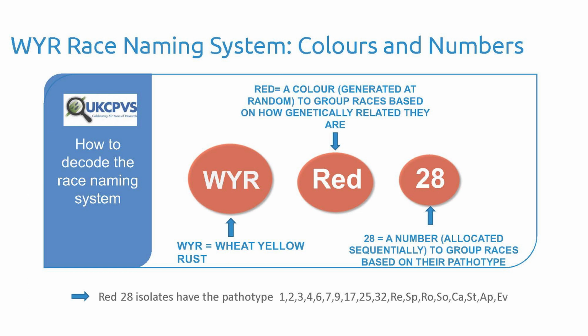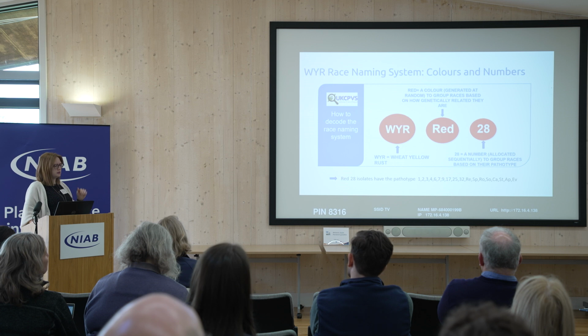And then we use the pathotyping information, and we have this race naming system, which in the UK uses different colours. This is just an example of how you decode the naming system. So there's WYR for wheat yellow rust. Then we have the different colour for the different groups. Predominantly in the UK we have the red group present, but we also have some from the pink and the purple group. So these are different races of yellow rust. And then the number is allocated sequentially, and that relates to the pathotype that we see at the bottom. So when we get a new combination of those numbers and cultivars, it will get a different number.